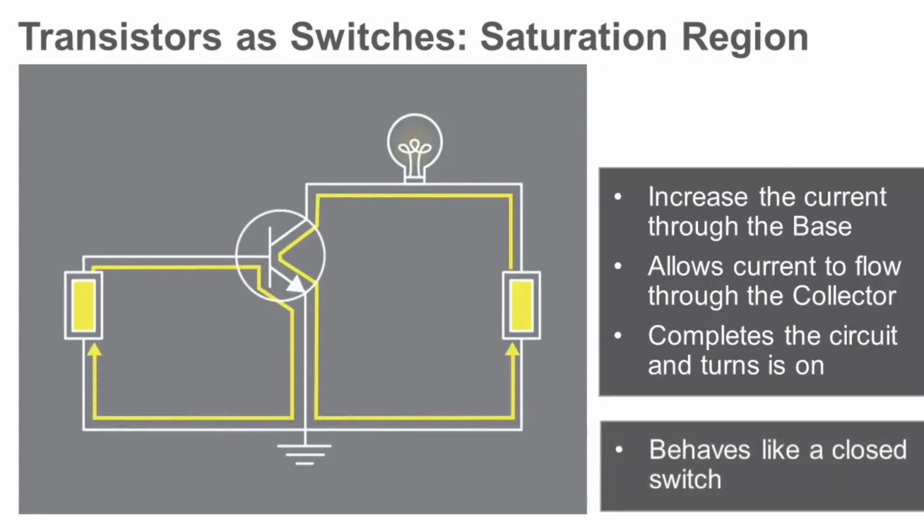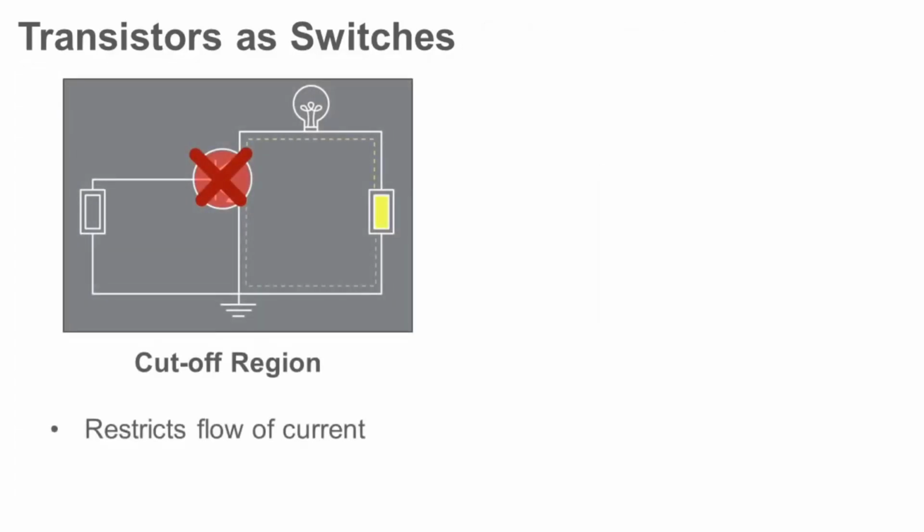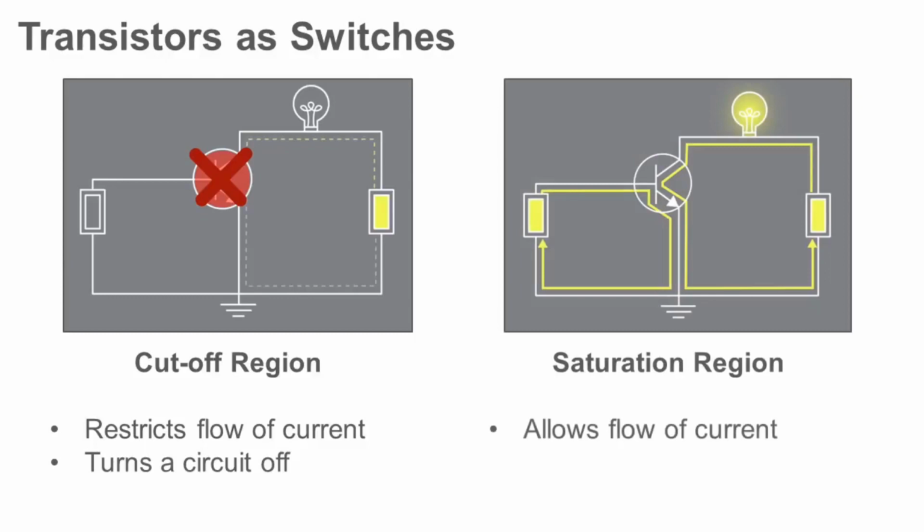Operating in the cutoff region restricts the flow of current, and this will turn a circuit off. Operating in the saturation region allows the flow of current, which turns a circuit on. Switching between the cutoff and saturation regions has the same effect as moving between the open and closed positions of a light switch to turn a ceiling lamp on or off. Up until now, we've been describing the on-off behavior of a transistor used as a switch.